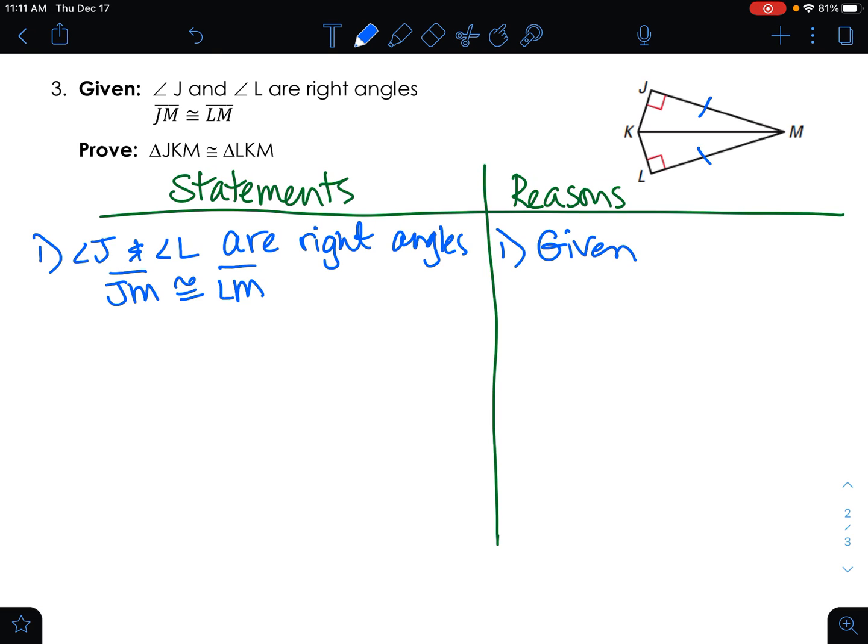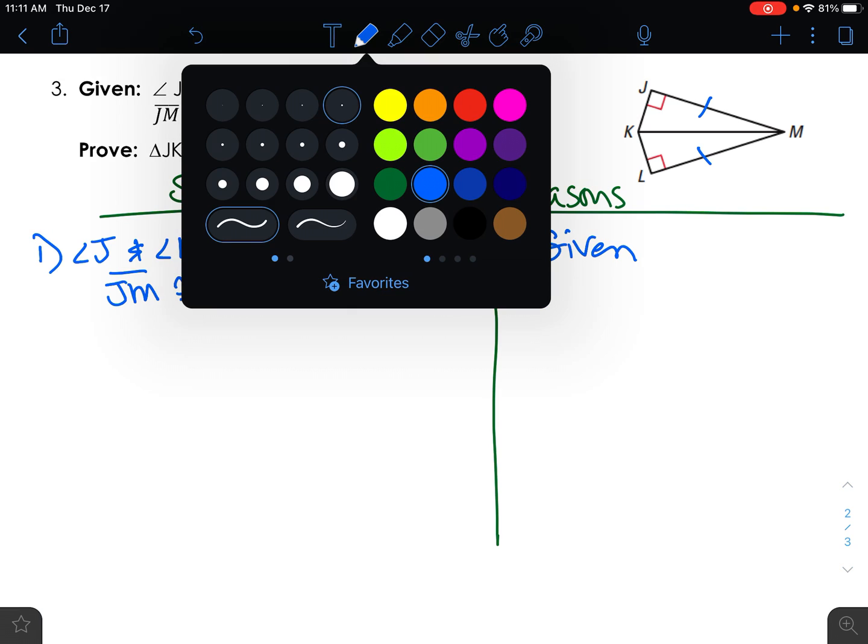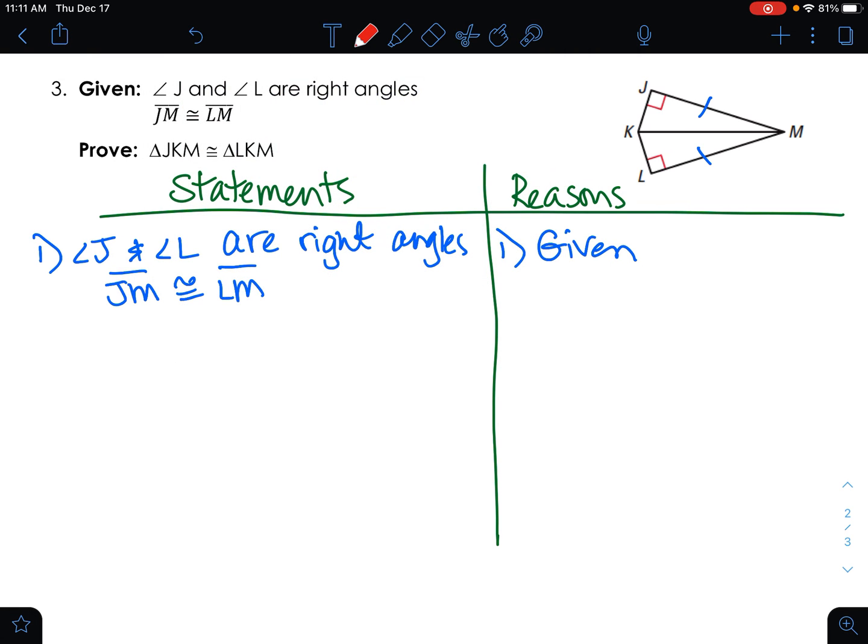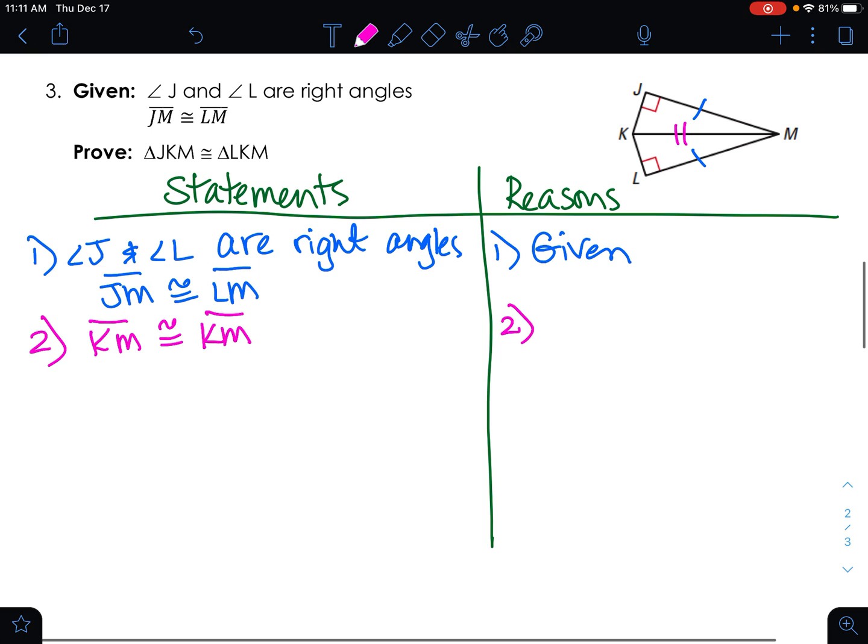But I want to look at the diagram. I do see something on the diagram I can mark. I do have a reflexive set of angles, so that's my next step here. So I'm going to put double marks on KM because those are reflexive. I have a reflexive set of sides. I think I may have said angles just a second ago. So let's focus on the sides. So segment KM is congruent to segment KM, and that is the reflexive property of congruence.